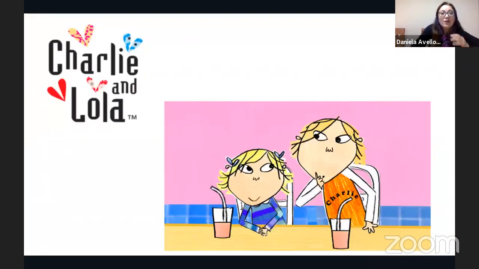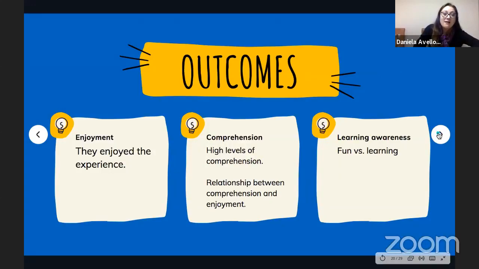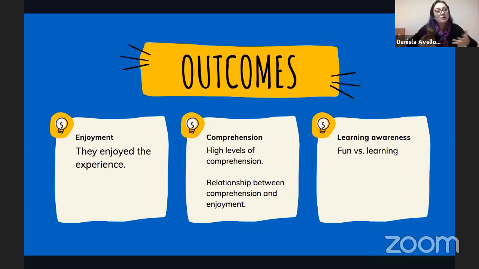After considering all the factors that I have mentioned, the literature review, and the target learner characteristics, I decided to use 11 episodes of the cartoon Charlie and Lola. First of all, I pilot tested a single episode in grades 2 and 4 here in Chile, and the results were very positive. So I got positive outcomes in both year levels. And overall, these are the outcomes.